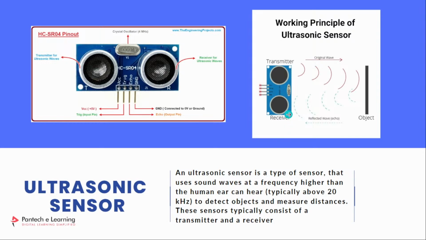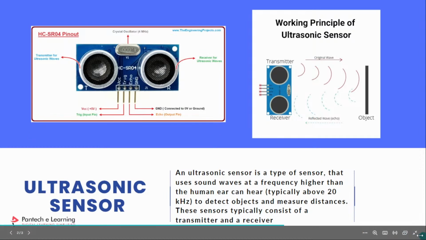The speed of sound in air at 20 degrees Celsius is about 343 meters per second. How do we find the distance of an object? You just multiply the time with the speed of sound in air and divide it by 2, because the sound is transmitted and received, so we have to divide it by 2. Now let's get back to the program.